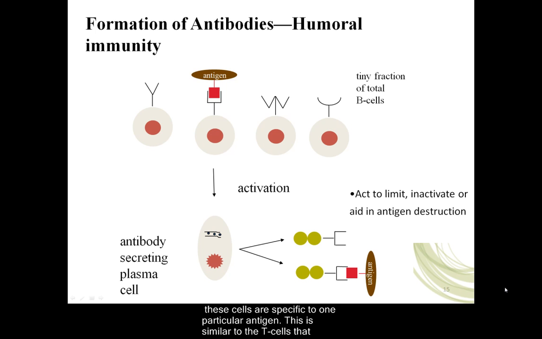Again, these cells are specific to one particular antigen. This is similar to the T cells that can also respond to one particular antigen. Clearly, you would need many, many different B cells and T cells in order to fight any invading antigen or microbe that you might encounter throughout your lifespan. This concludes our discussion on Chapter 17, Blood Cell Types.